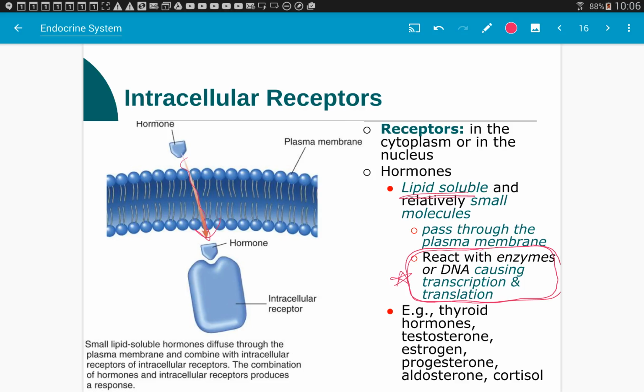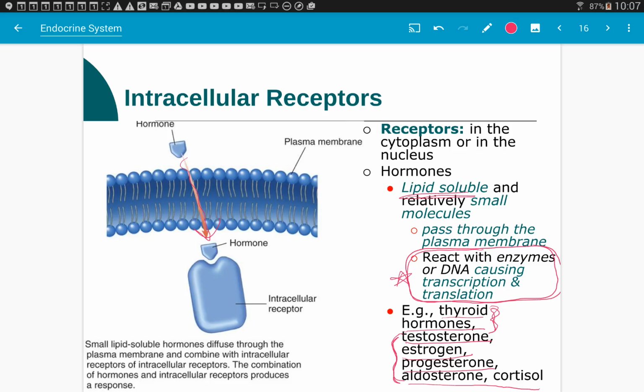Okay, so some examples of hormones that bind to intracellular receptors: thyroid hormone, testosterone, estrogen, progesterone, aldosterone, and cortisol. All of these down here, they're in their own special class of hormones, which we will be talking about in a minute. And then thyroid hormone's kind of separate. It's not related to these. But all of these hormones pass through the plasma membrane and bind to a receptor. You should definitely know that.